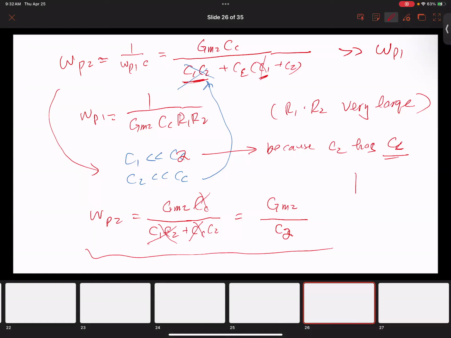If we draw the complex plane, we already know that there's a zero, WZ, over here. And then we have two poles: one is here, one is here. So this is WP1 and this is WP2.